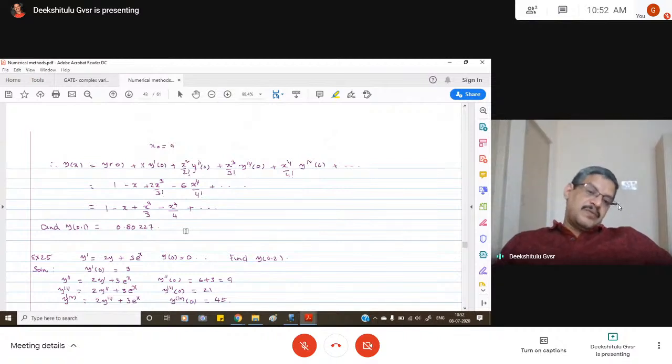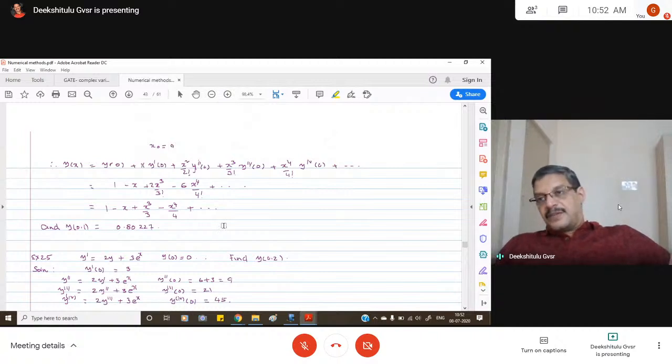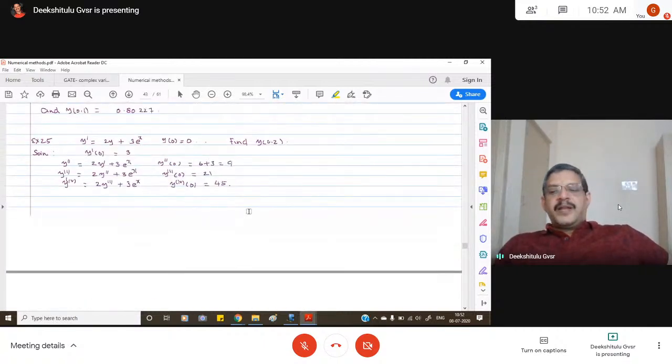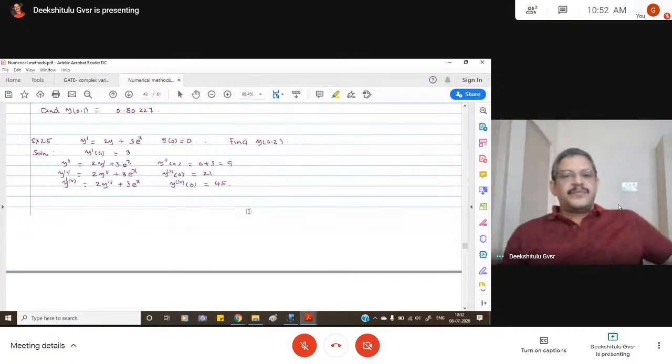This is how we solve these problems using Taylor series, how we solve differential equations along with initial conditions using the Taylor series method. Take this problem: y dash is equal to 2y plus 3 e power x, y at 0 is equal to 0. Find y at 0.2.